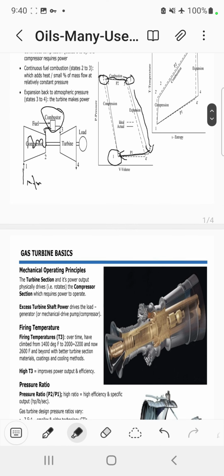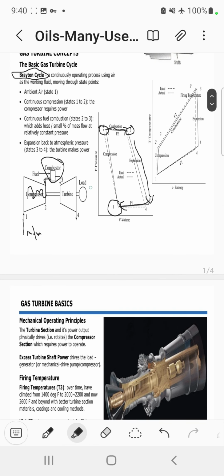What does it mean here? When we look at the turbine section, if it is attached to a generator, we call it a load generator. Sometimes we cancel this generator and put a pump or compressor. In that case, we call it mechanical drive. Why? Because the turbine is rotating to rotate the pump or compressor for transferring purposes.